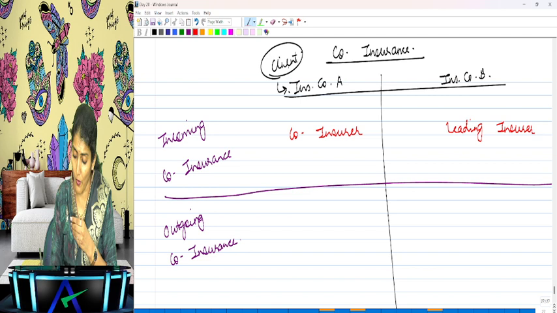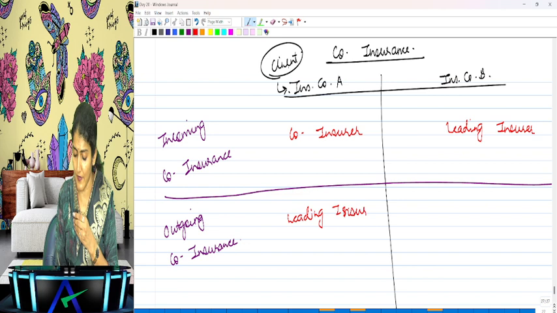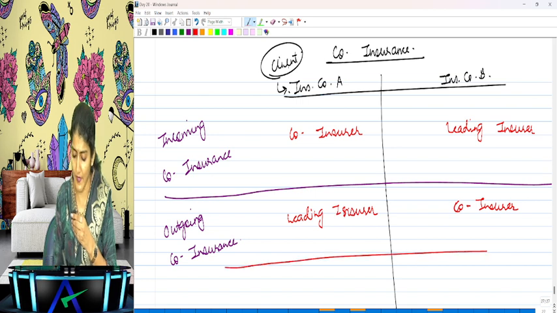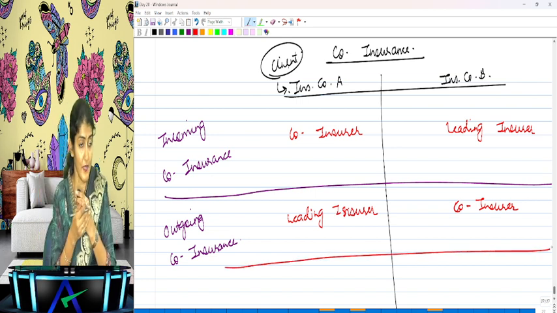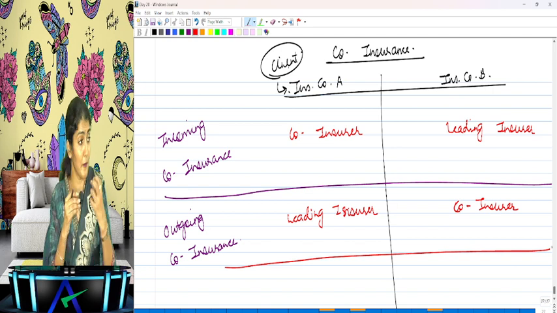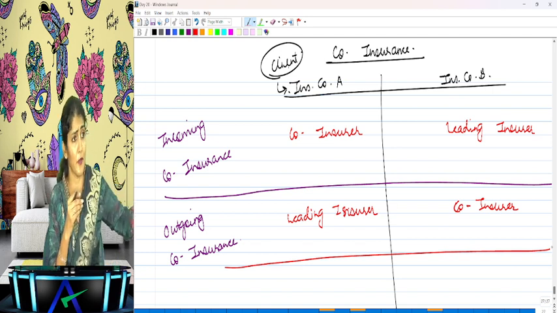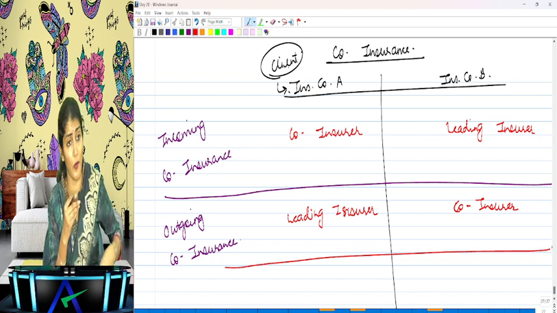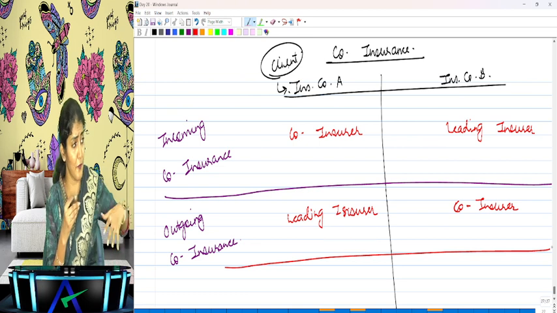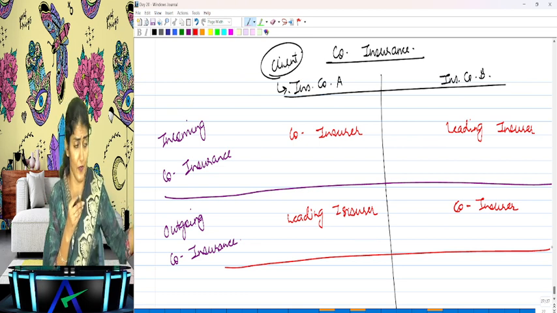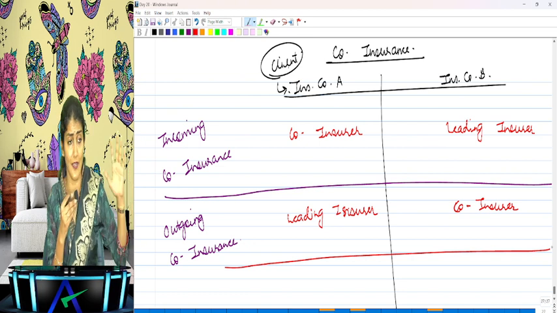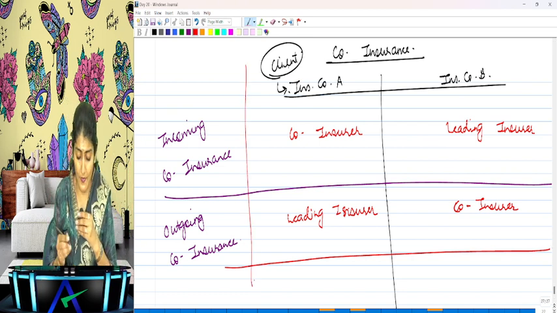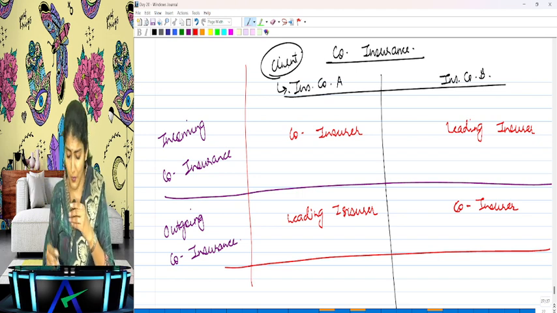An outgoing co-insurance is when my client is the leading insurer and the other insurance companies are the co-insurers. Right, so that is incoming and outgoing. Incoming, when some other company is the leader, you are only one of the parties of the co-insurance, right? So for you, it is the incoming co-insurance. And outgoing co-insurance, when you are the leader and you have to settle the accounts with all the other co-insurers, right? Are you understanding that? Incoming co-insurance and the outgoing co-insurance. Are you able to understand this, everyone?